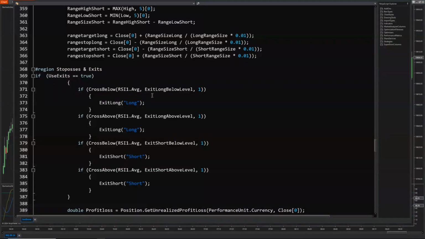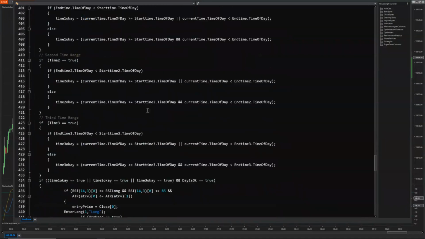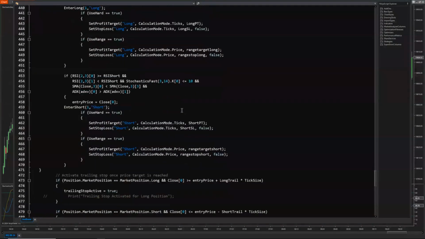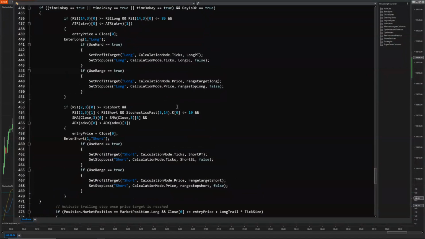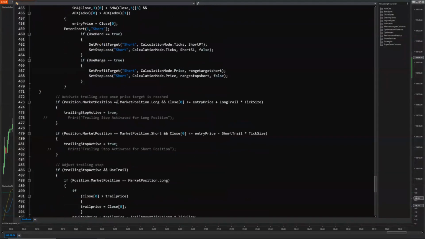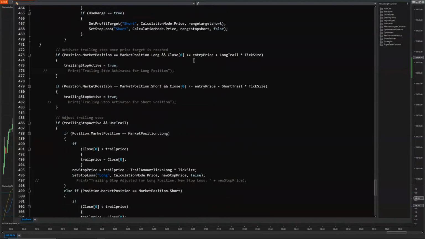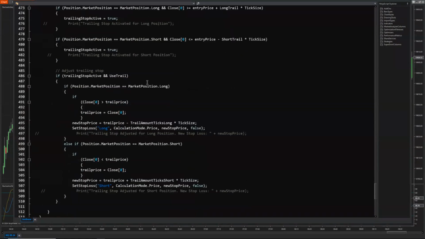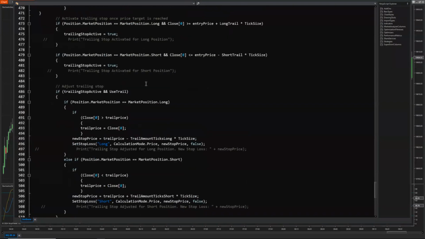So those are some examples of what you can do there for range exits. In this particular one, I have a bunch of different things that I can use. I have hard targets, range targets, and then I also have a trailing stop that is activated, so I can use a trailing stop on its way to my profit target. I have my hard targets or my range targets, but once I say those are $1,000 I'm trying to capture.